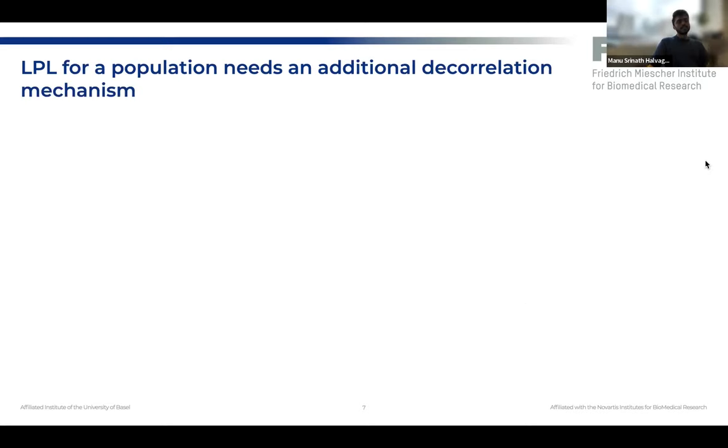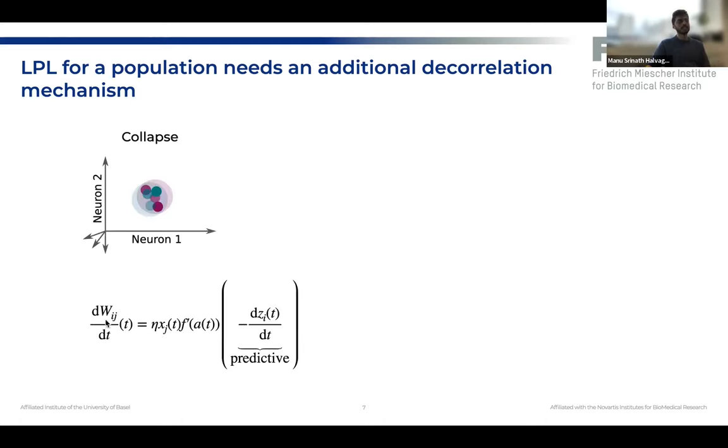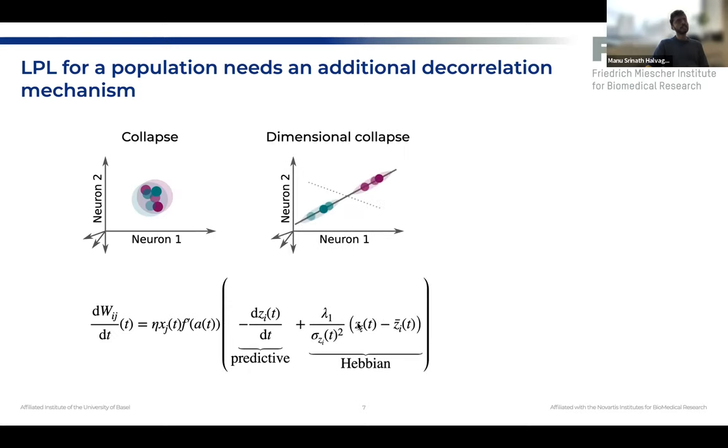So we just saw that a single neuron learns slow features of its inputs. But before we move on to apply this to a network, let's take a step back and take another look at the learning rule. We had this predictive term, and just predictive learning leads to collapse. We added a Hebbian term to avoid representational collapse.